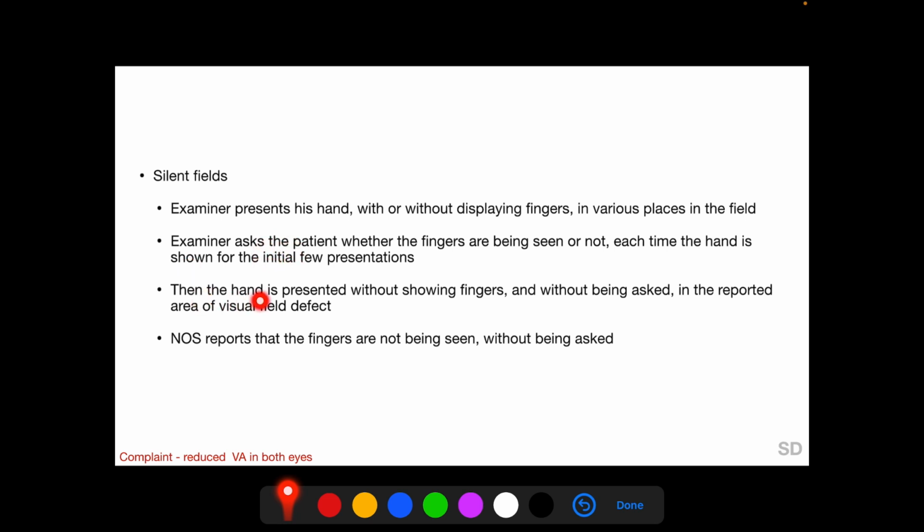Then the hand is presented without showing the fingers and without being asked in the reported area of the visual field defect. In case of an NOS, he or she will report that the fingers are not being seen even when he or she has not been asked. But if there is an underlying organic lesion, the patient will not respond when the hand is presented in the location of a real visual field defect.